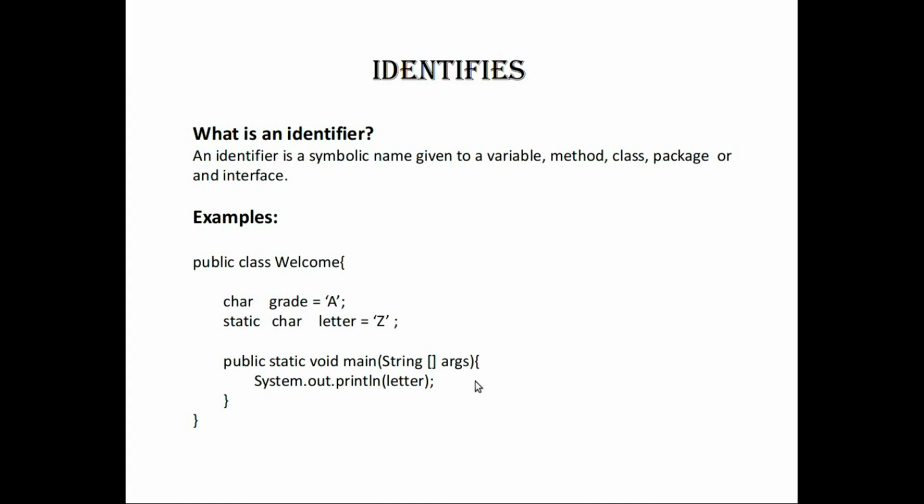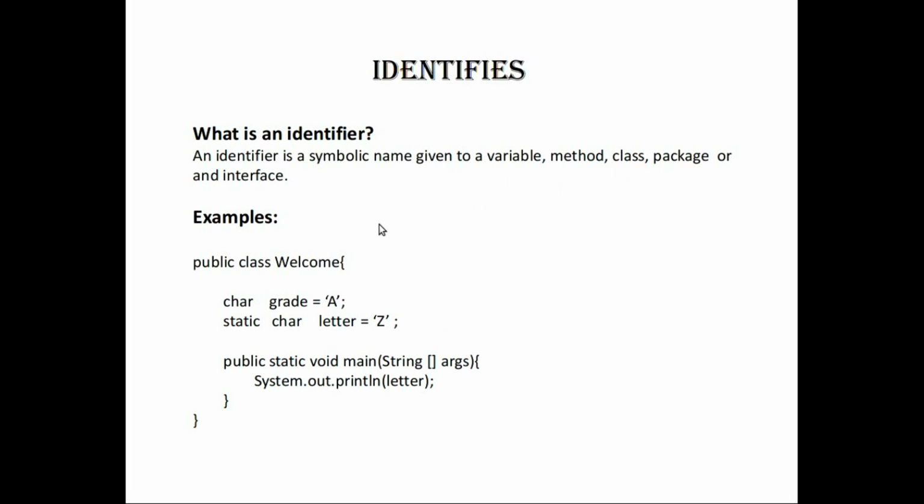And then you have args here, which is actually an array of strings. We'll talk about command line arguments later on. These could be anything. It could be str, it could be any name you choose, but it should follow the rules. Now, with that said, like the definition goes, an identifier is a symbolic name given to variables, methods, classes, all of those things that you're going to be creating.